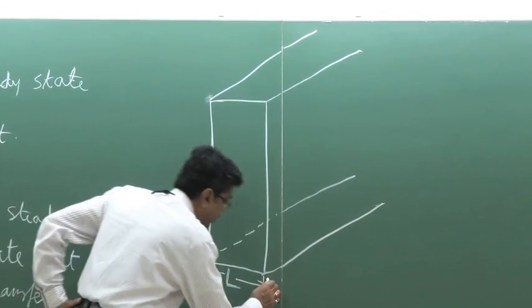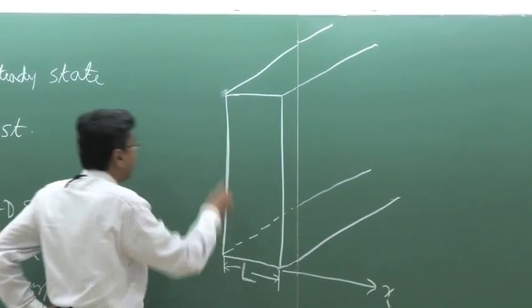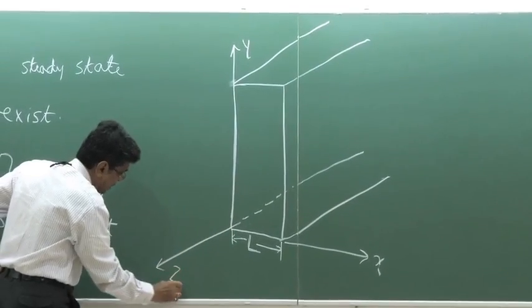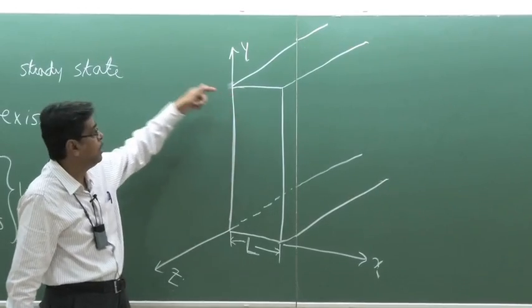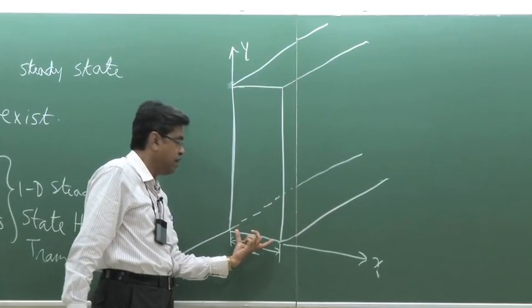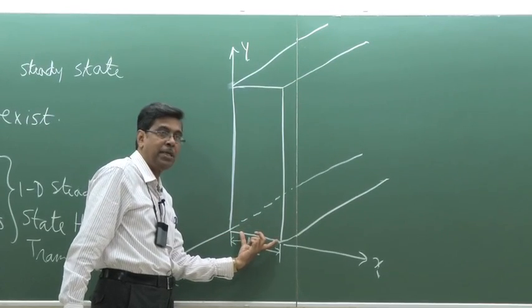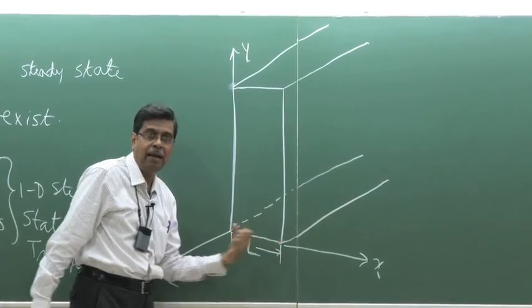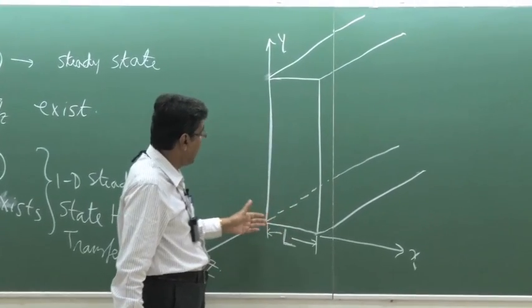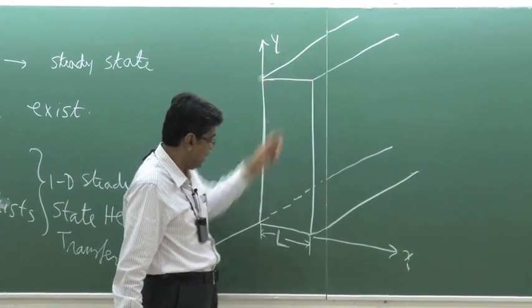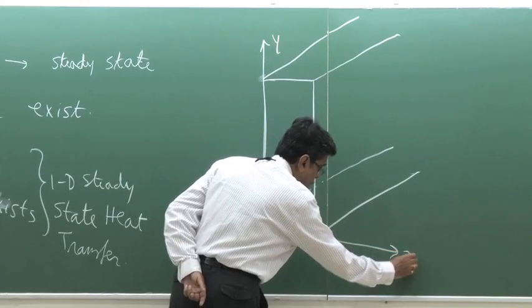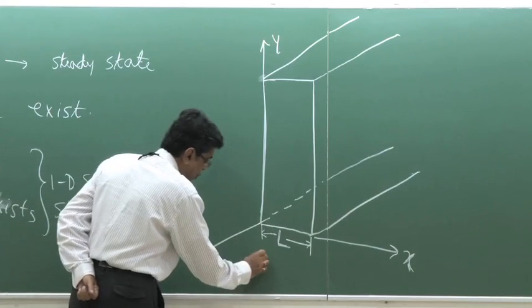That means if you consider this to be x, this direction to be y, and this to be z, its dimension in y direction, which you can call height, and its dimension in z direction, which you can call the breadth or whatever may be, is much higher as compared to its width or length L. If you consider such a situation of a wall or a slab which has a constant cross-sectional area with respect to the axis x, this is known as a plane wall.